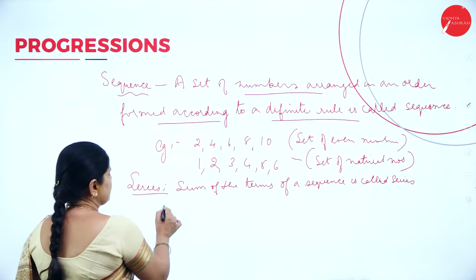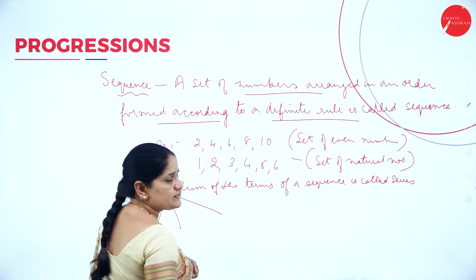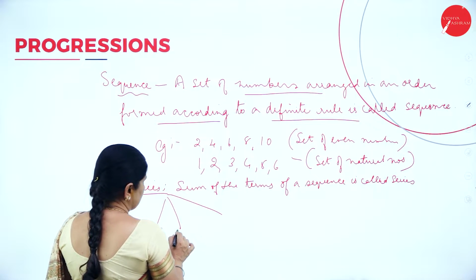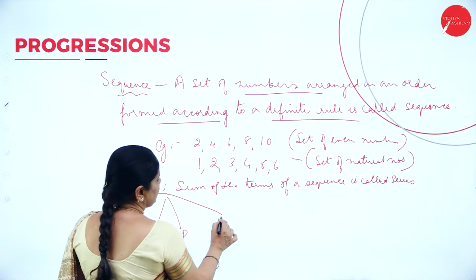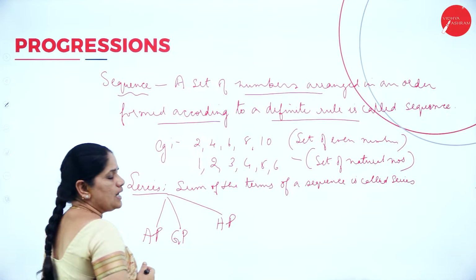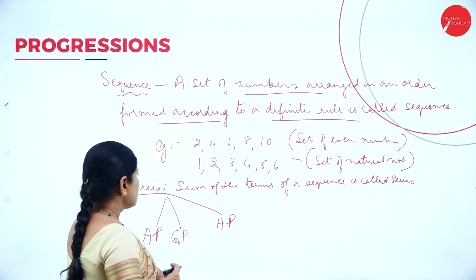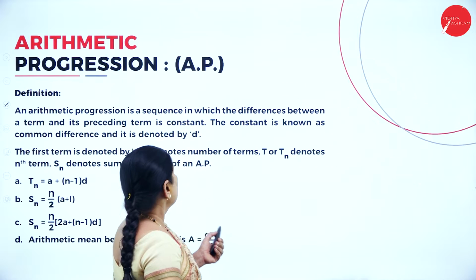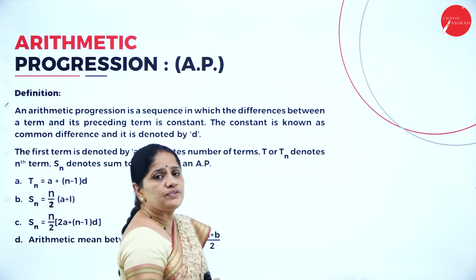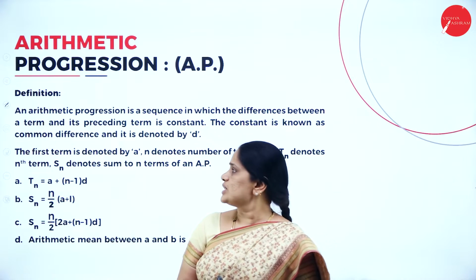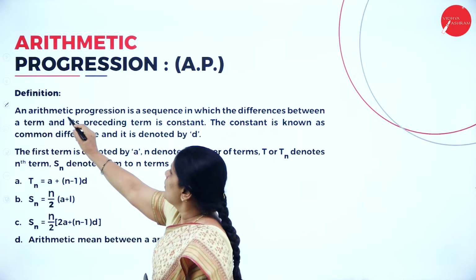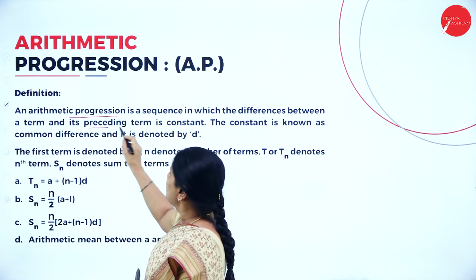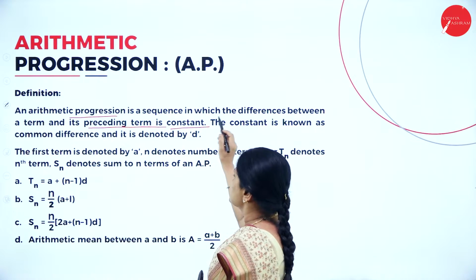Now, in this series, we have three types of series. Now, what are they? One is the arithmetic progression. Next one is the geometric progression. Third one is the harmonic progression. So, we know what is sequence and what is series. Now, let us understand what is the meaning of the word arithmetic progression. An arithmetic progression is a sequence in which the difference between a term and its preceding term is constant.